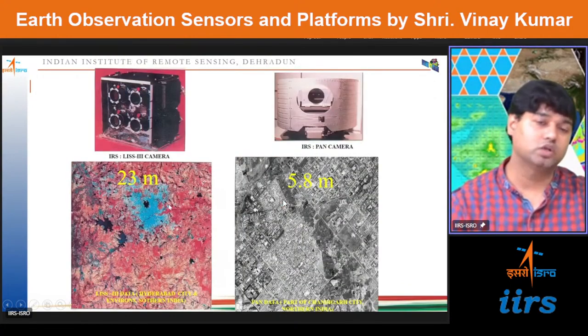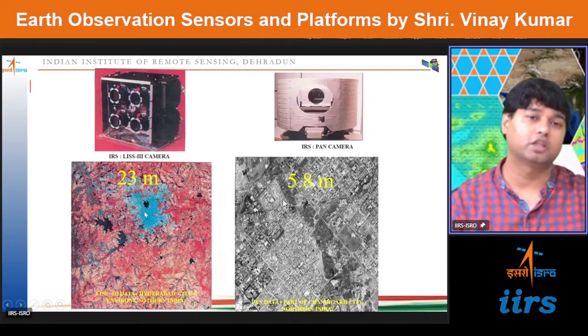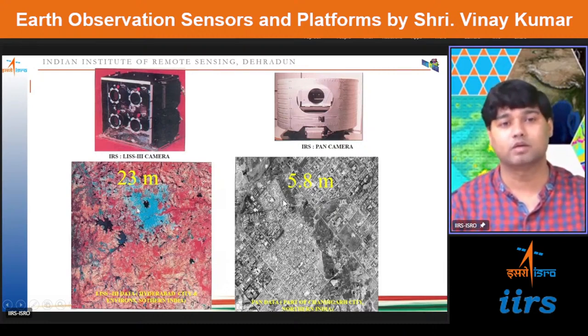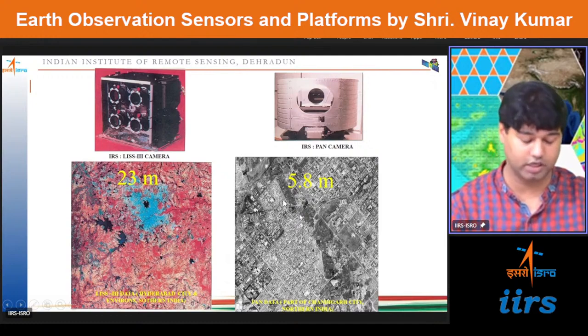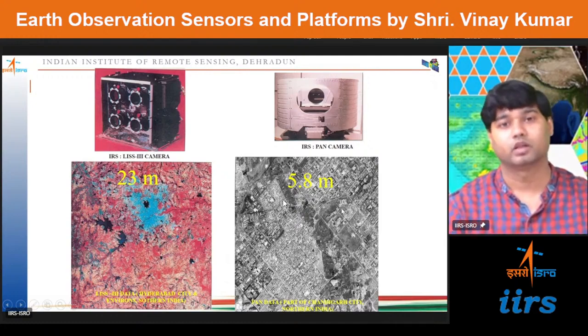Then this is 23 meter. If somebody from Hyderabad, they can identify this is the popular Hussain Sagar Lake surrounded by your Hyderabad city. And this is your panchromatic sensor with panchromatic data of Chandigarh and its surrounding region.